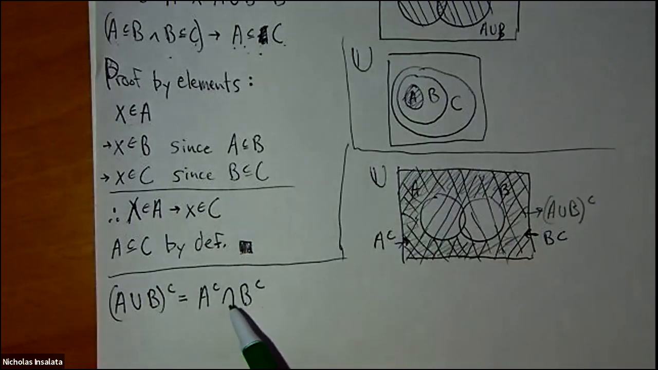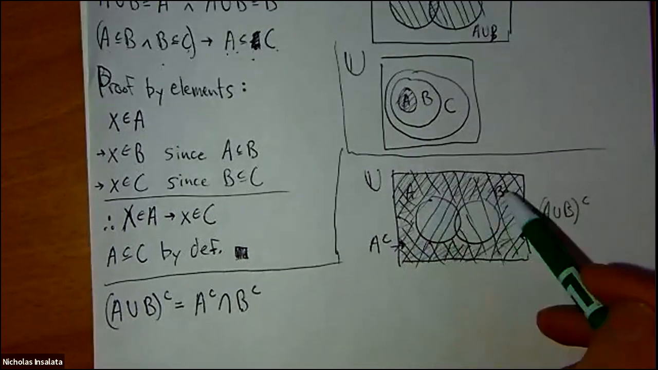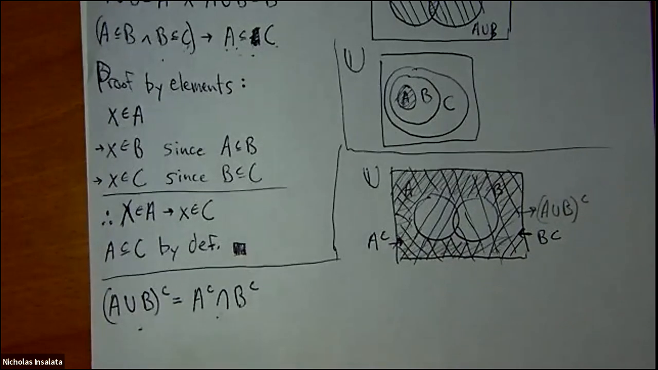Remember, intersection means and, right? And you can see that the crosshatch section is the same as the pencil section, right? Which means that these two things are equal. So there's a Venn diagram proof of De Morgan's law for sets. Questions?